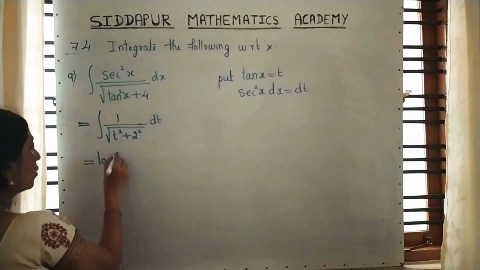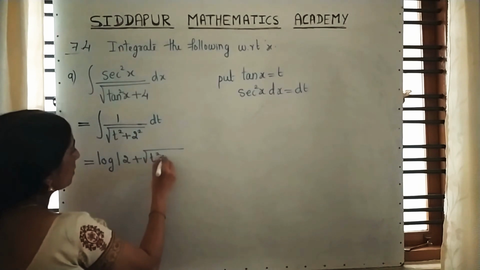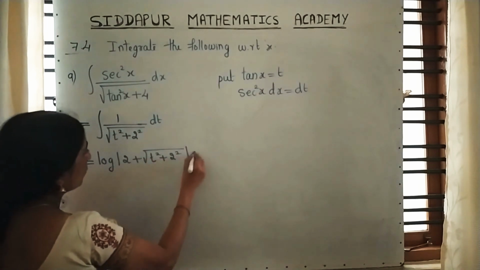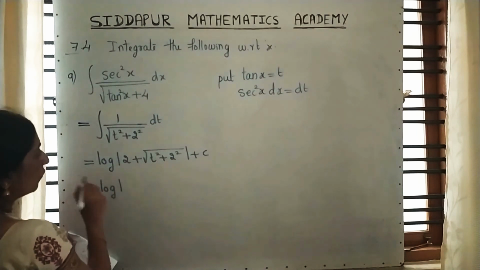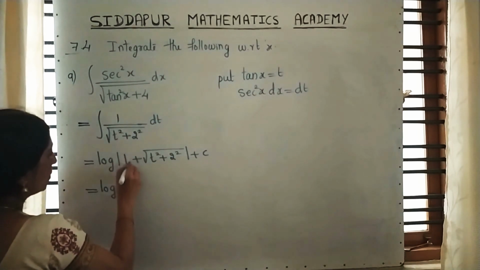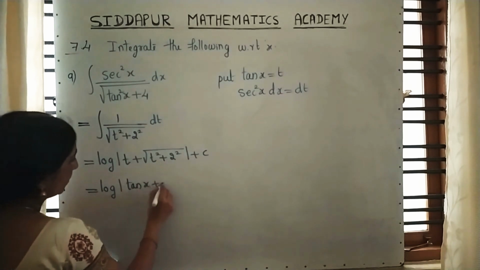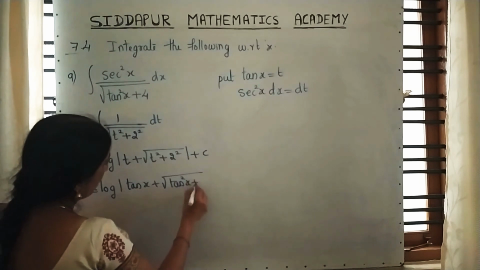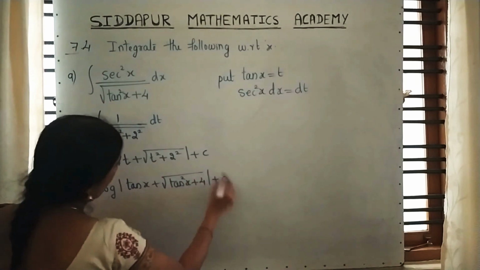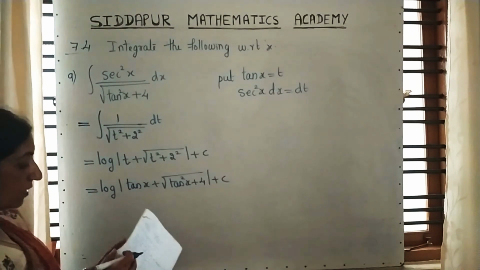It is log of t plus root of t square plus 2 square plus c. This is log of, sorry, t, not 2. t value is what? tan x plus root of tan square x plus 4 plus c. Moving to the next question, that is question number 10.